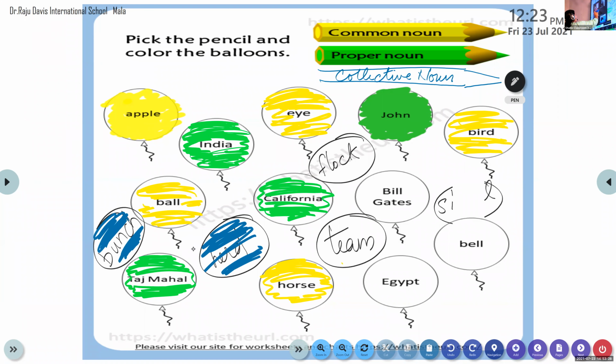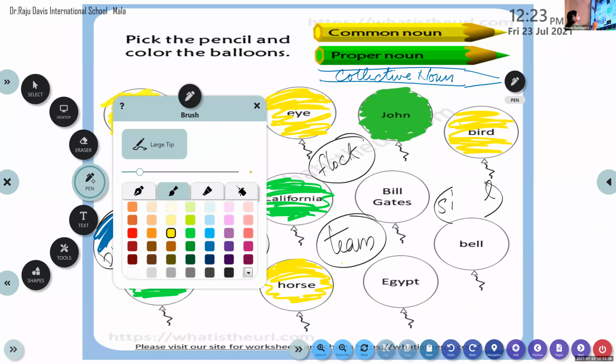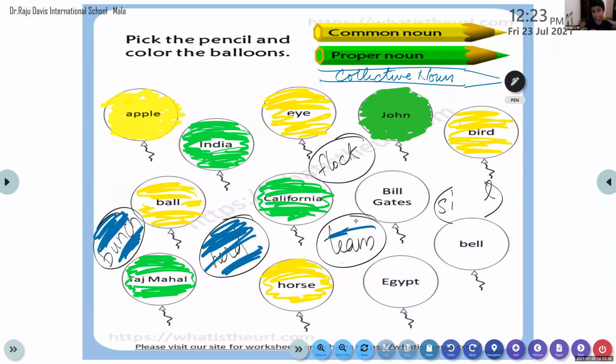Okay, then I'll move on to Rohan. Rohan, come on, tell me the answer. Team noun. Yes, it's collective noun. So I have to color it in blue. Okay, I have to color it in blue.